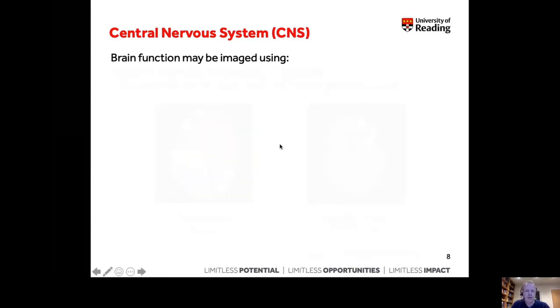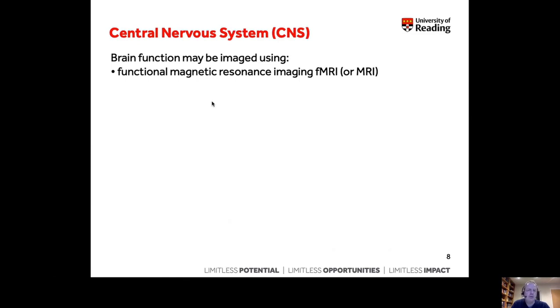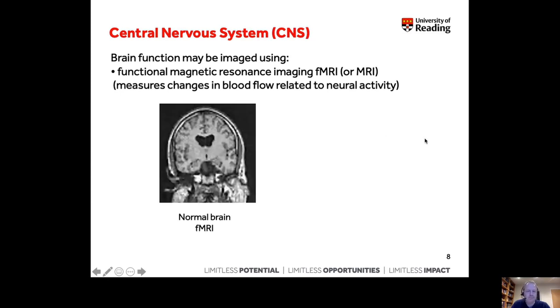PET scans and also other scans like fMRI or MRI. MRI stands for magnetic resonance imaging. If the F is in front of it, functional magnetic resonance imaging. Again, this measures changes in blood flow relative to neural activity. So a normal brain, this is shown in grayscale typically now. This is what a normal brain looks like. Lots of areas of white and grey.